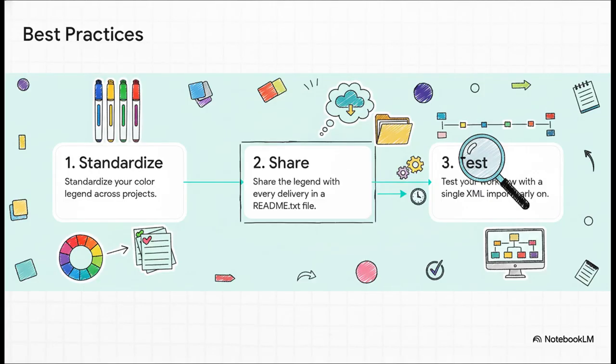So how do you actually make this work in the real world? It's really just 3 simple steps. First, standardize your legend so you're using the same one for every project. Second, share it with every delivery. A simple little text file is perfect. And third, just do a quick test import early on to make sure the workflow is smooth.